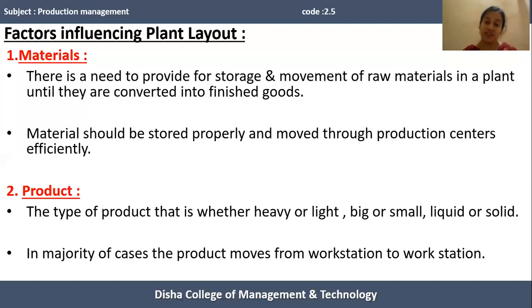Generally, in majority of cases, the product moves from workstation to workstation for production. But in case of a bulky or heavy product, it is impossible for the firm to move this product from workstation to workstation, because a bulky product is difficult to move. So in that situation, the production manager has to arrange different facilities in such a way that the production of the bulky product can be done in the most effective way. Means he has to arrange different things.